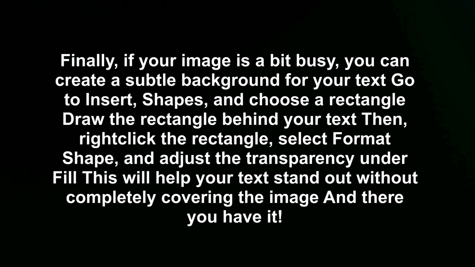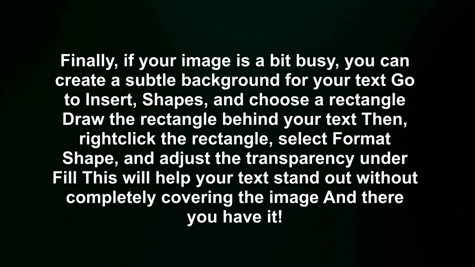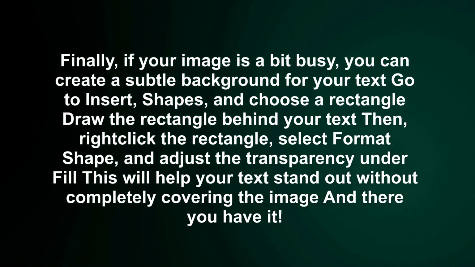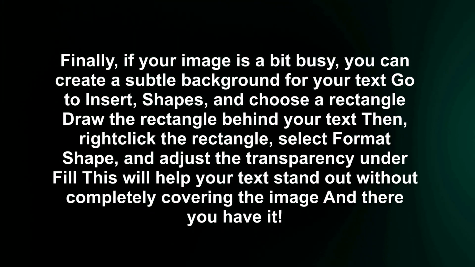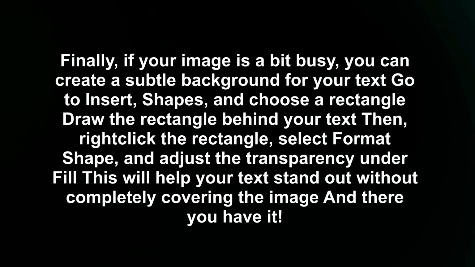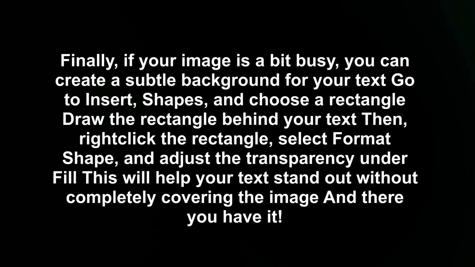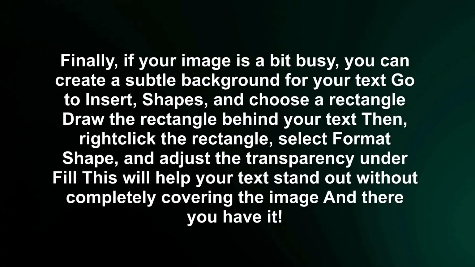Finally, if your image is a bit busy, you can create a subtle background for your text. Go to Insert, Shapes, and choose a rectangle. Draw the rectangle behind your text. Then, right-click the rectangle, select Format Shape, and adjust the transparency under Fill. This will help your text stand out without completely covering the image.